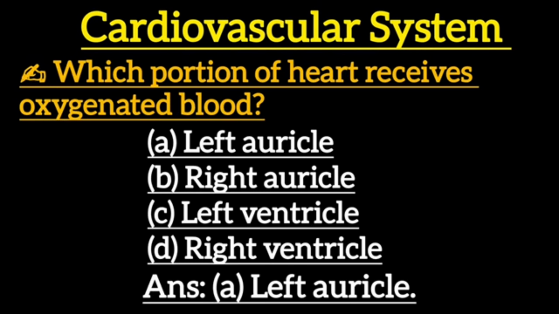Next one is, which portion of heart receives oxygenated blood? Option A, left auricle. Option B, right auricle. Option C, left ventricle. Option D, right ventricle. Correct answer is option A, left auricle.